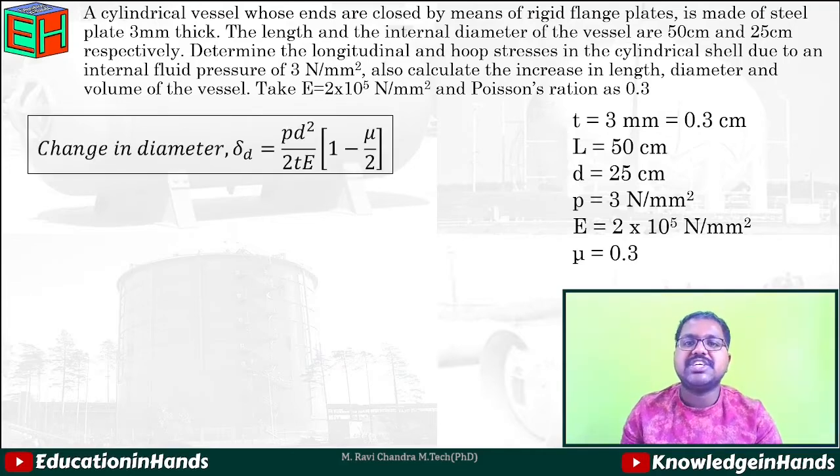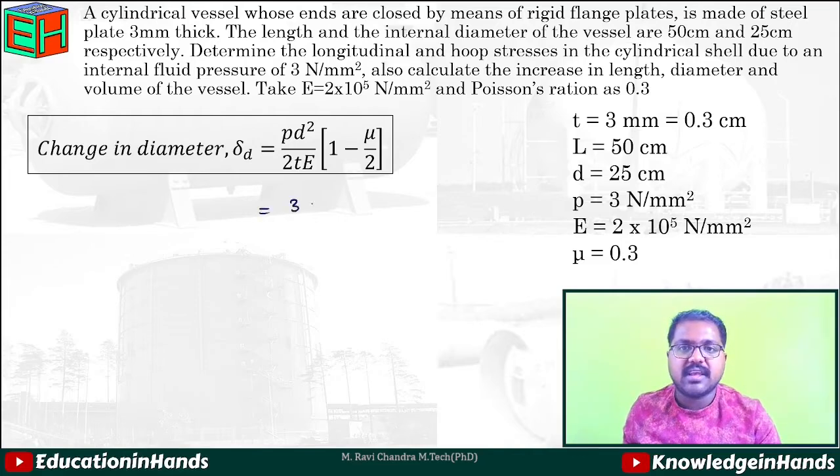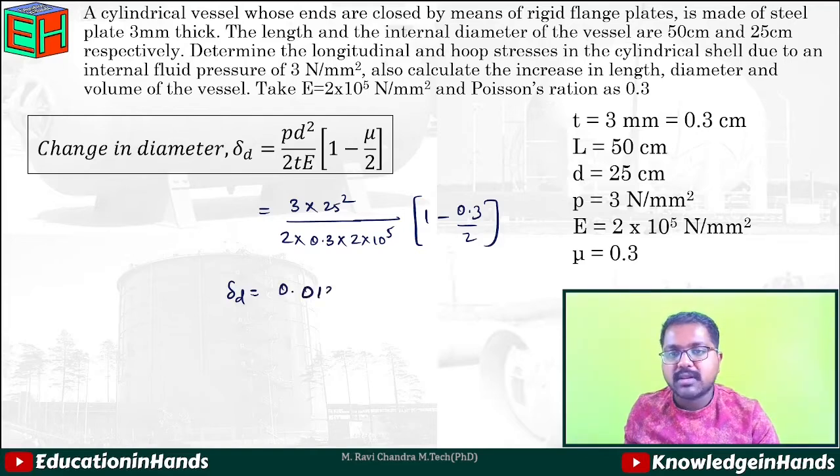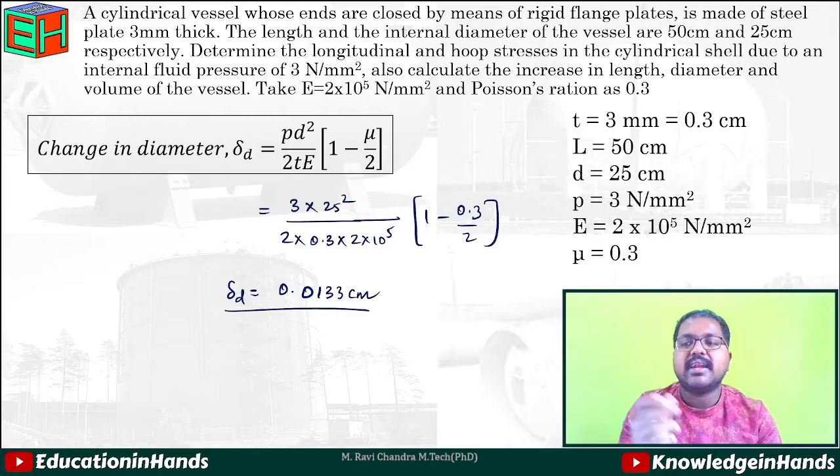First, change in diameter. I am using the formula PD square by 2TE into 1 minus mu by 2. So P, that is 3, into D square, 25 square, by 2 into T, thickness 0.3 centimeters, into E, that is 2 into 10 power 5 Newton per mm square, into 1 minus 0.3 by 2. If we solve it, we will get the value of delta D as 0.0133 centimeters. So this is the increase in diameter.